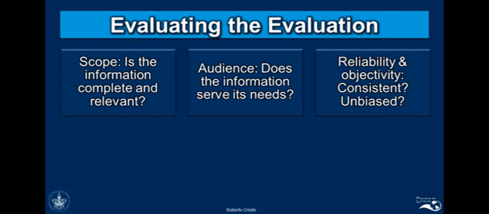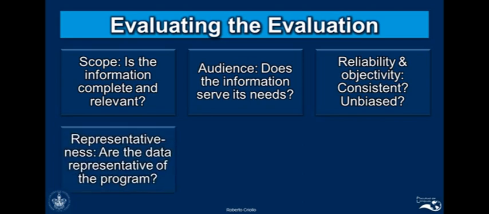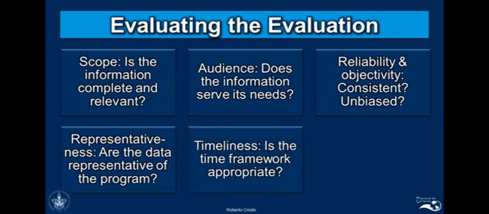So we need to see if our procedures are replicable, if they're consistent, if they are not biased. And of course, we need to make sure that the samples that we collected, the data that we have gathered, is really representative of the program. We call this representativeness. Timeliness is also important. So we need to make sure that the curriculum evaluation has an appropriate framework. That means that it's going to provide the results at the moment that we're going to need them.